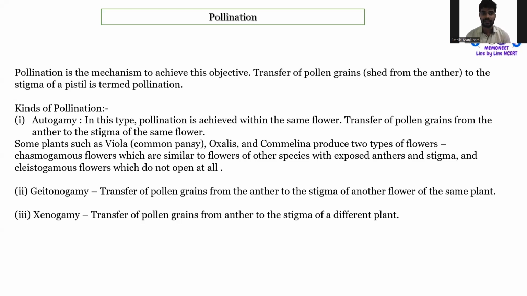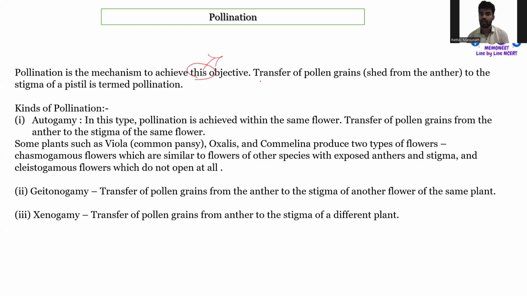In the last class, we were discussing sexual reproduction in flowering plants. In the first part of the video, we studied both the male as well as the female reproductive organs. Now I need to concentrate on how pollination happens and what mechanisms are involved in it. Pollination is a mechanism to achieve this objective.